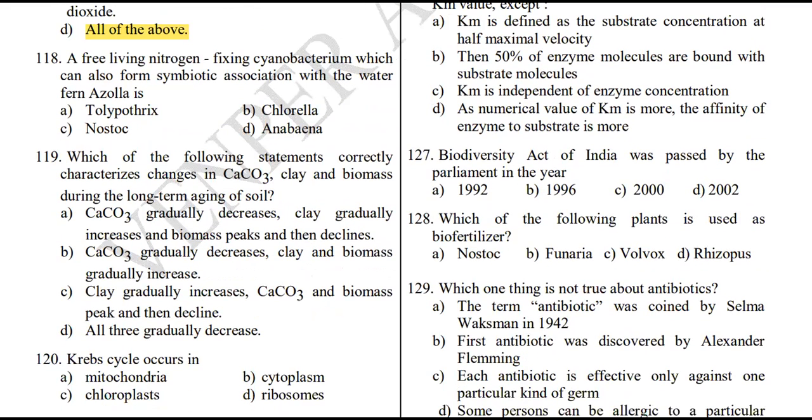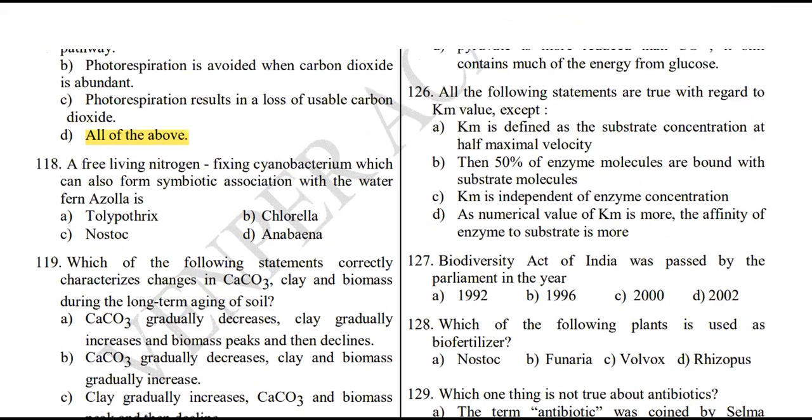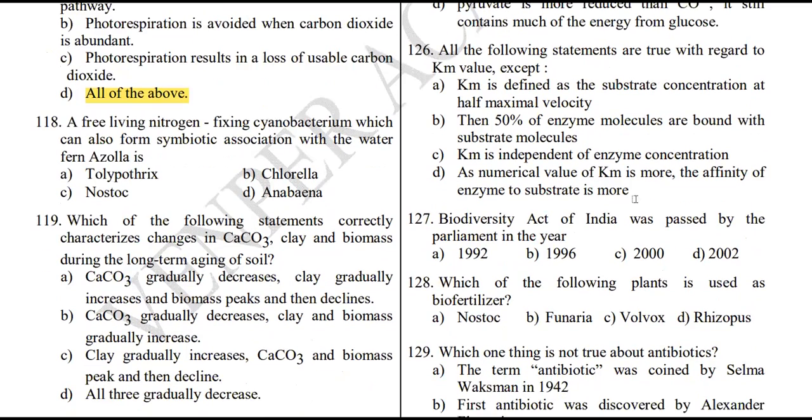A free-living nitrogen-fixing cyanobacteria, which can also form symbiotic association with water fern. The question you have to remember is, symbiotic association means, please don't go and click Nostoc immediately. They have asked about the fern Azolla. So in the fern Azolla, which one is going to be present? First, Stigeoclonium or Ulothrix. What is that? It's going to be a chlorophyceae, which means they are green algae. They are chlorophyceae. Okay, and what is this Chlorella?